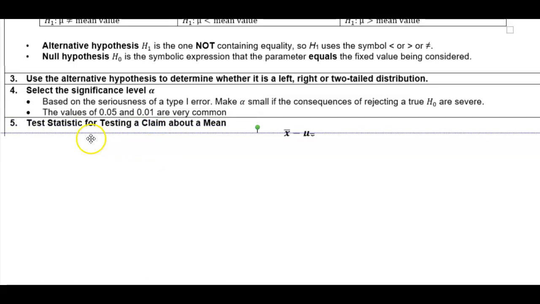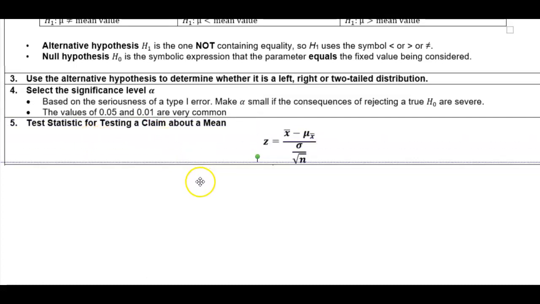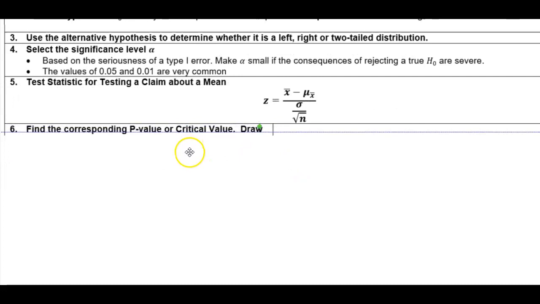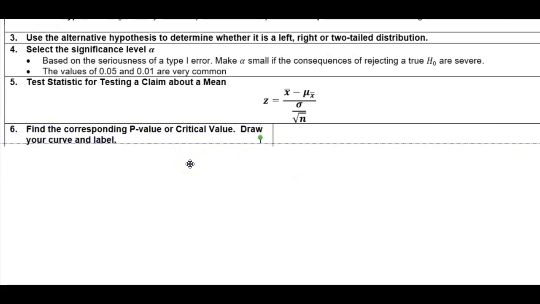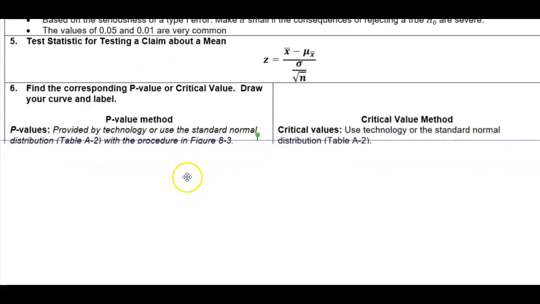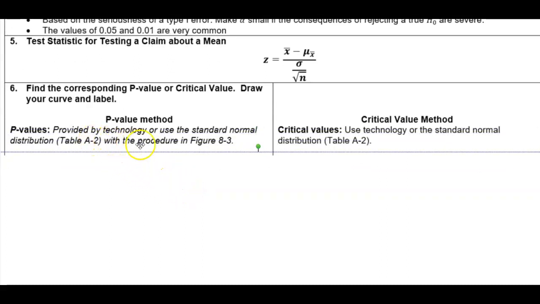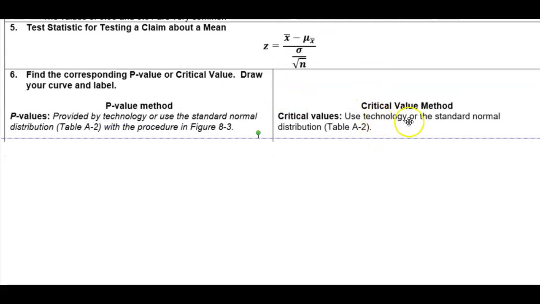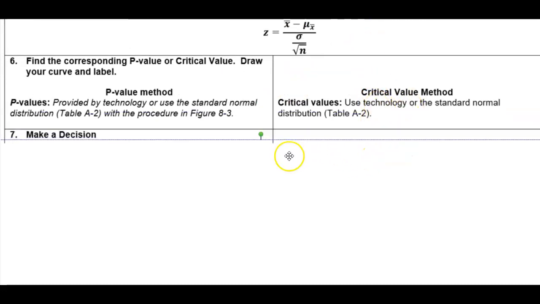Number 5, the test statistic for testing a claim about a mean. So when the population standard deviation is given, we use the z test statistic, where you have x bar minus mu of the sample means divided by the population standard deviation over the square root of n. And then you're going to find the corresponding p-value or critical value and draw your curve and label. So for the p-value, you use technology or the standard normal distribution because it's the z test statistic, or the critical value method using technology or the standard normal distribution table.